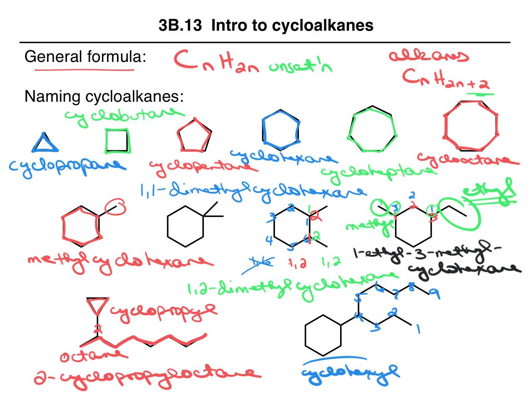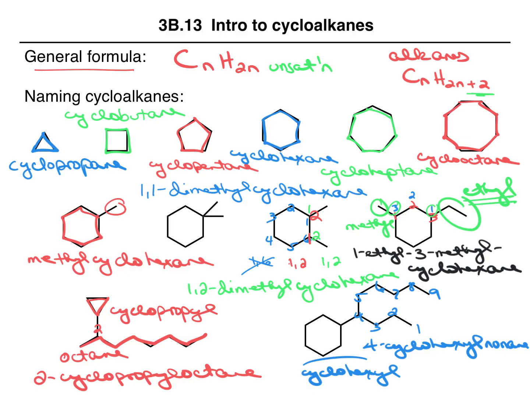And so this compound would be 4-cyclohexyl nonane. We have a 9-carbon chain. Branched off of carbon 4 is a cyclohexyl group. This takes care of the basics of naming cycloalkanes.